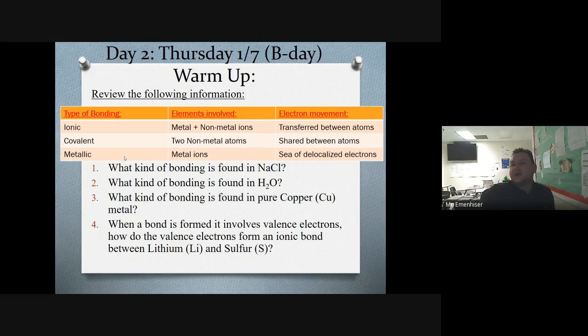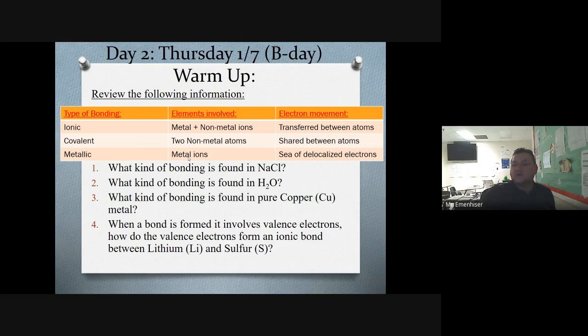And then metallic bonding is just metal ions, and the electron movement is really just a sea of delocalized electrons, which means it's a bunch of electrons all hanging out, and these electrons are free, meaning that they don't orbit an atom. They're just free, kind of like an electron soup or a sea of electrons. So that's metallic bonding. So number one says, what kind of bonding is found in sodium chloride?